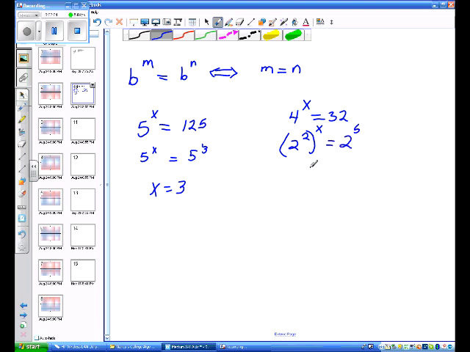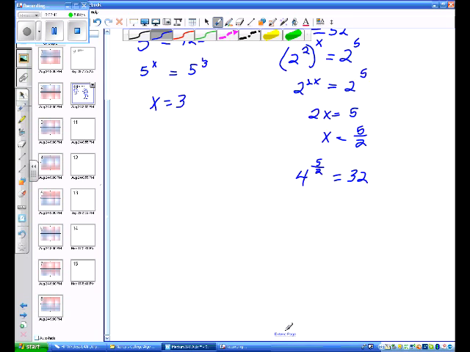Now, when you raise to powers, you multiply the exponent. So this is 2 to the 2x equals 2 to the 5th. If the bases are the same, then the exponents have to equal. And we can solve, so x is equal to 5/2. And you could go back and actually check this. If we tried to raise 4 to the 5/2, we know with fractional exponents, the denominator tells us the root we're taking. So we're taking the square root of 4, which is 2, and then raising it to the 5th power, which would be 32.